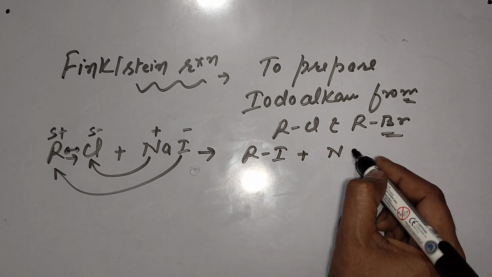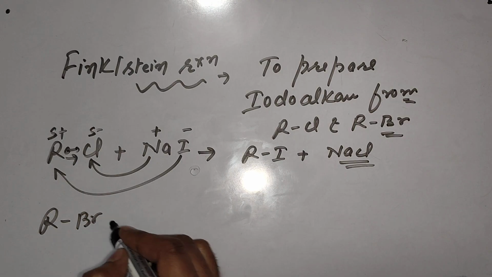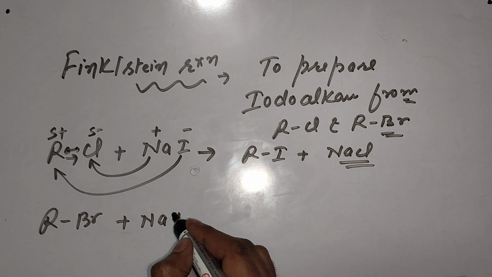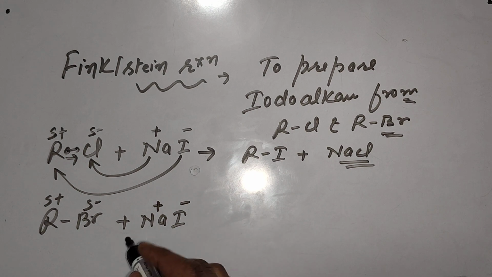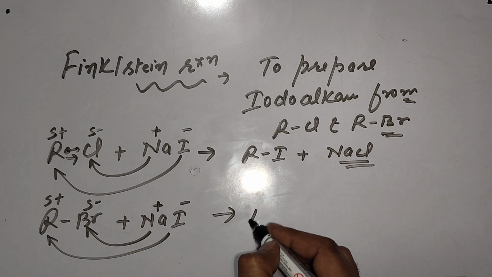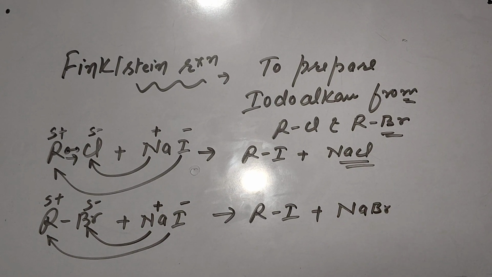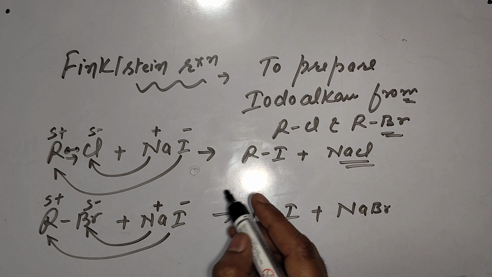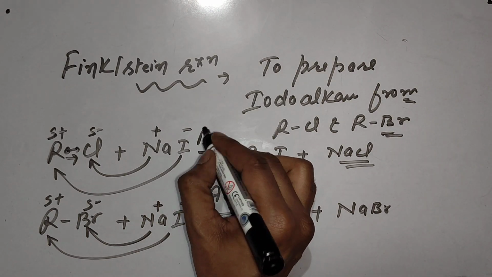RI plus NaCl as a side product. Same with bromide you can do. NaI, negative, positive, positive, negative. Positive will combine with negative, negative will combine with positive. Again RI plus NaBr as a side product. One more point you have to note down here. Acetone will be the solvent here.